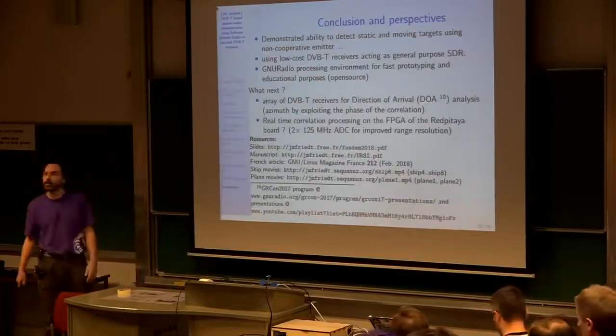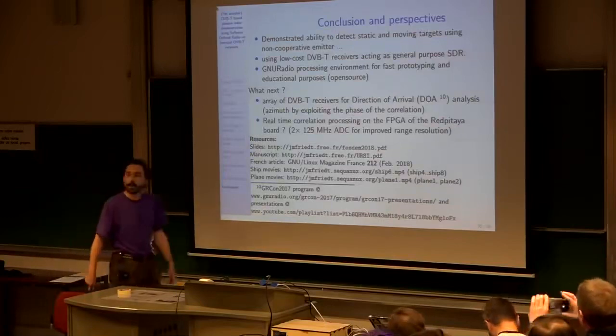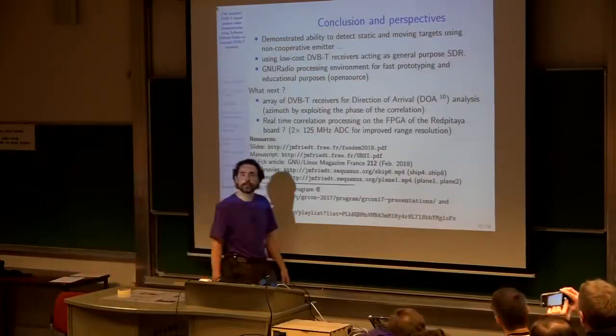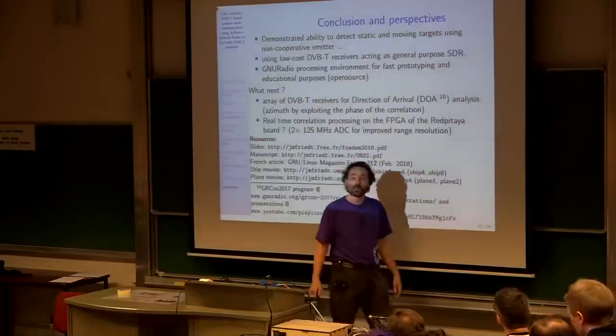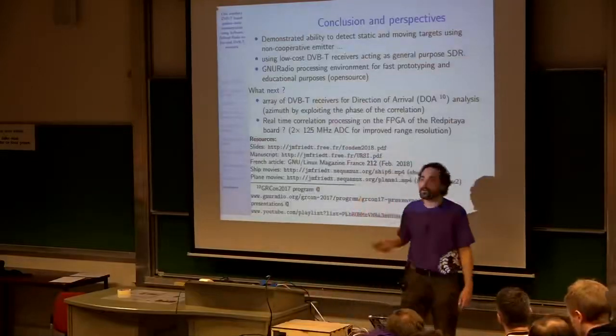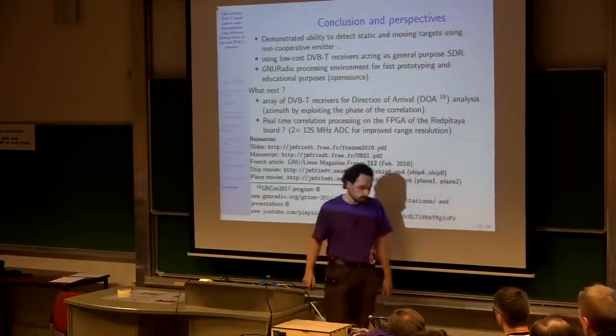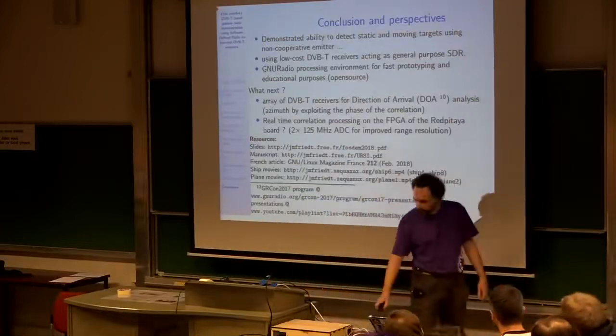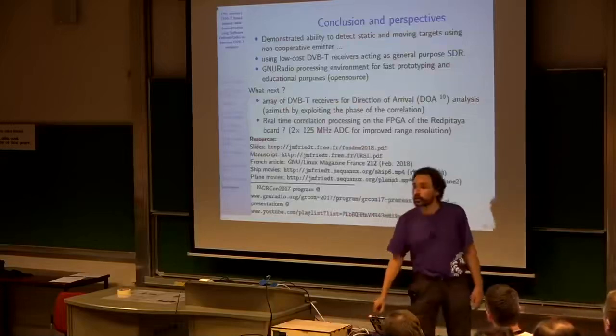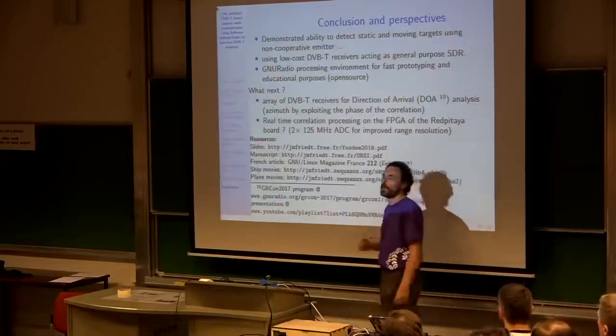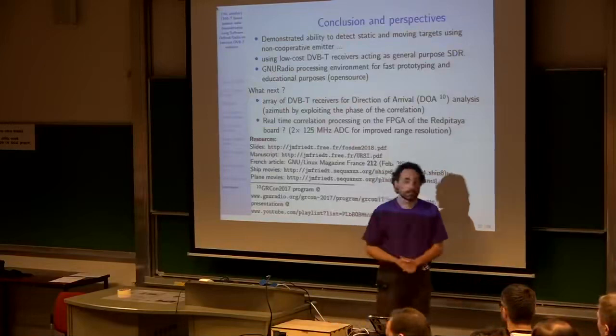And I would like to use the FPGA of anything like a Red Pitaya for real-time correlation computation, as opposed to offline computation, because at the moment, one second of collected data takes about 30 seconds of processing. And if we could do this in real time, it would be much nicer. So with that, I thank you for your attention. I'll just run the movie of the plane landing, and if there is any question, feel free to ask.